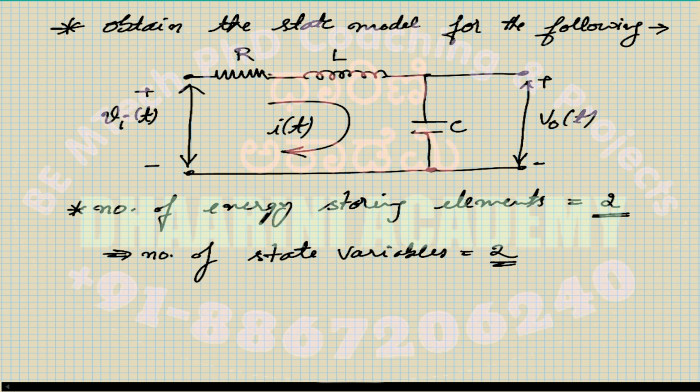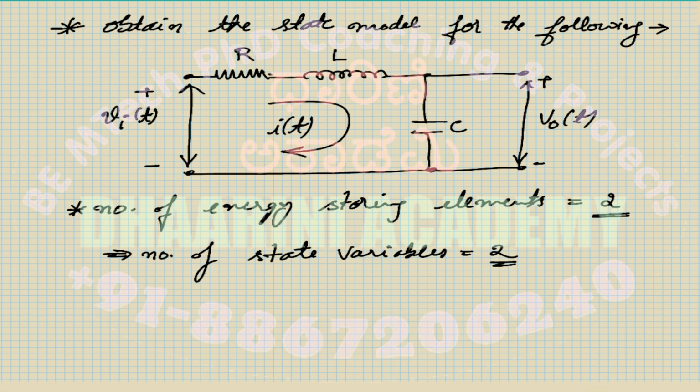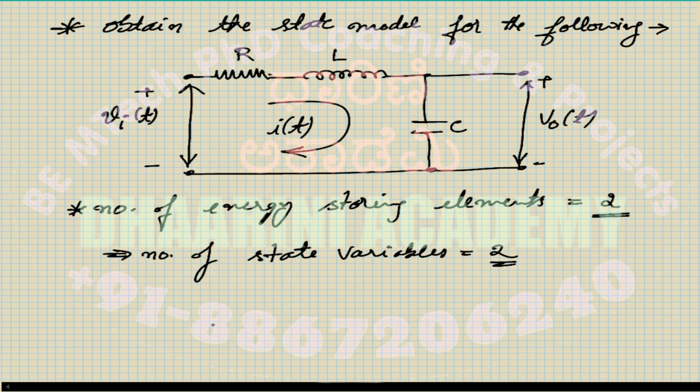For an inductor, current through an inductor is a variable. For a capacitor, voltage across a capacitor is the variable. Correct? So let's write them as follows. This implies x1 of t. I'll consider the inductor first. So this is equal to I of t in this circuit.